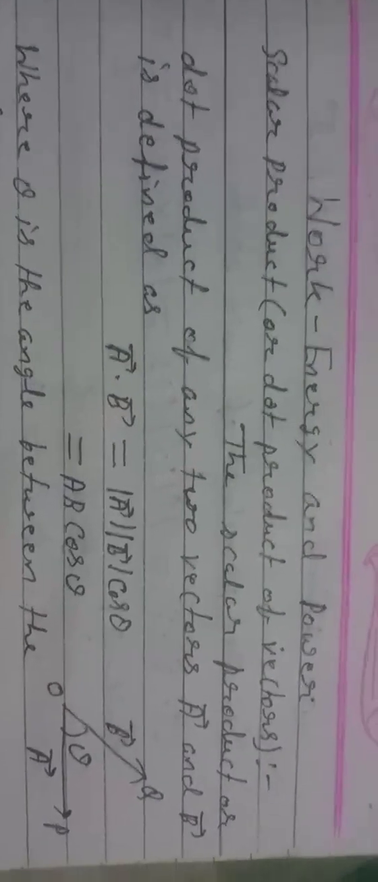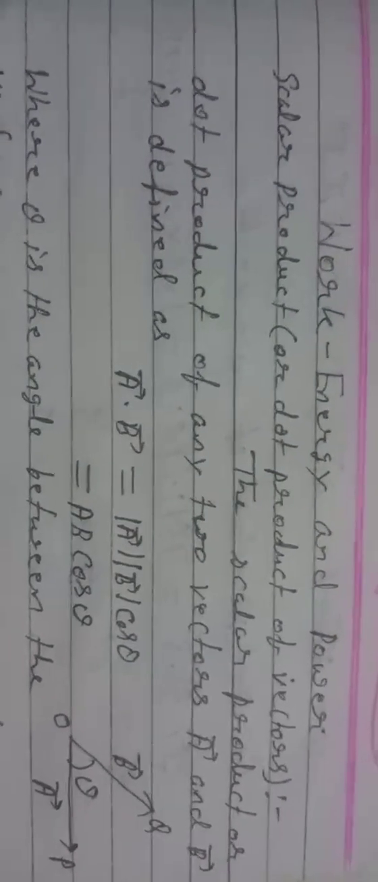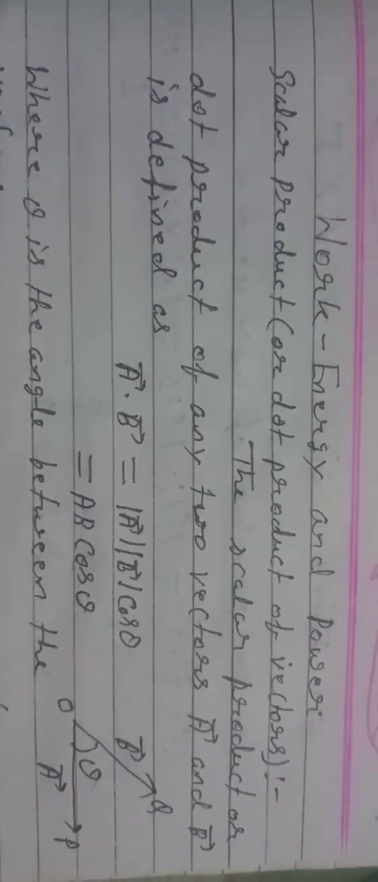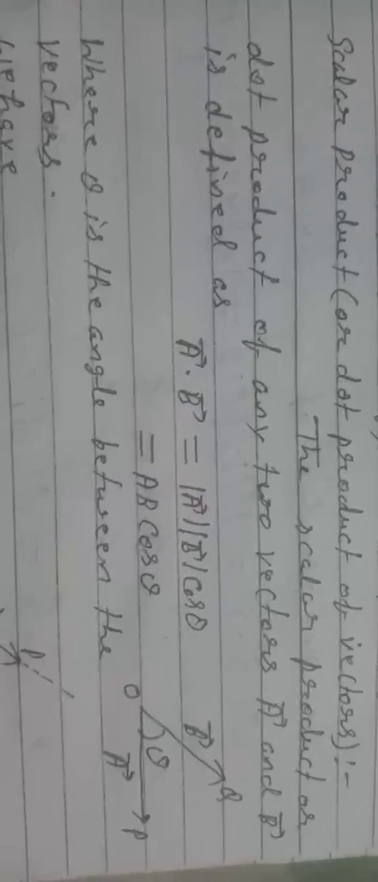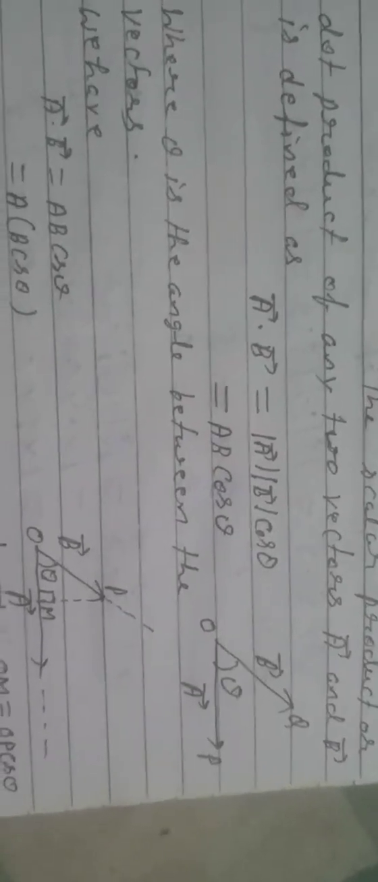Today's topic is work, energy and power. A scalar product or dot product of vectors. The scalar product or dot product of any two vectors A and B is defined as A dot B equals mod of A into mod of B into cos theta equals AB cos theta, where theta is the angle between vector A and vector B.